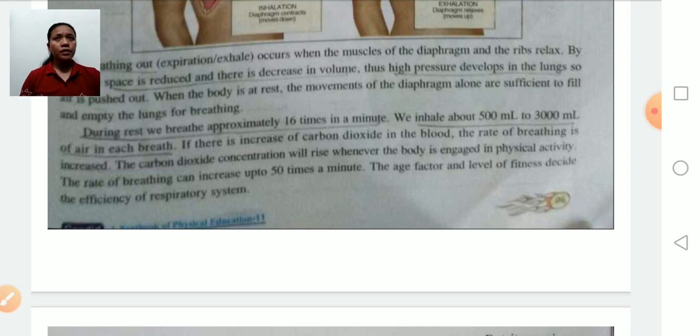ठीक है, अगर हम लोग फिजिकल एक्टिविटी करेंगे, it will require more energy. When more energy is required, it uses more oxygen, and in this process the carbon dioxide is released. More carbon dioxide is released when we do physical activity. And at the time of physical activity, the rate of breathing increases up to 50 times in a minute. The age factors and the level of fitness decide the efficiency of the respiratory system.